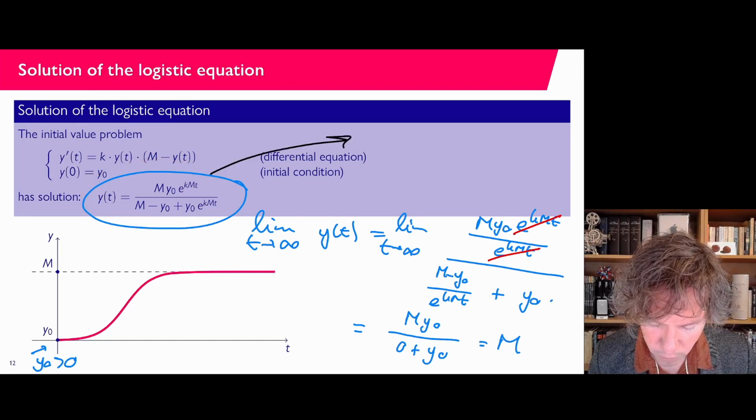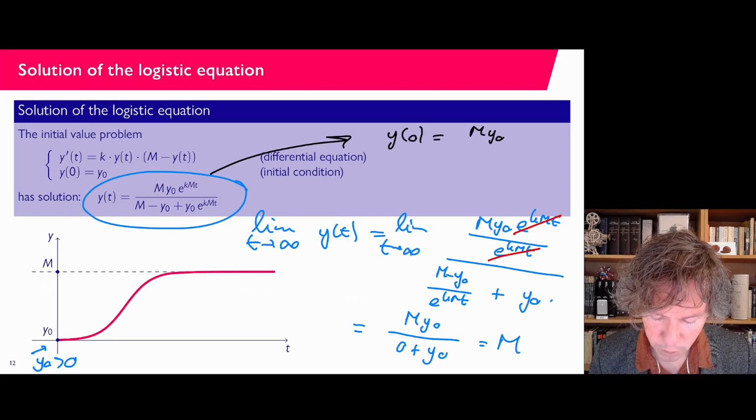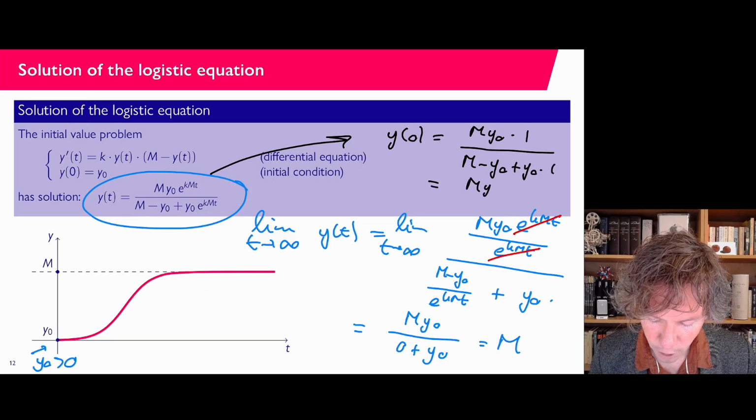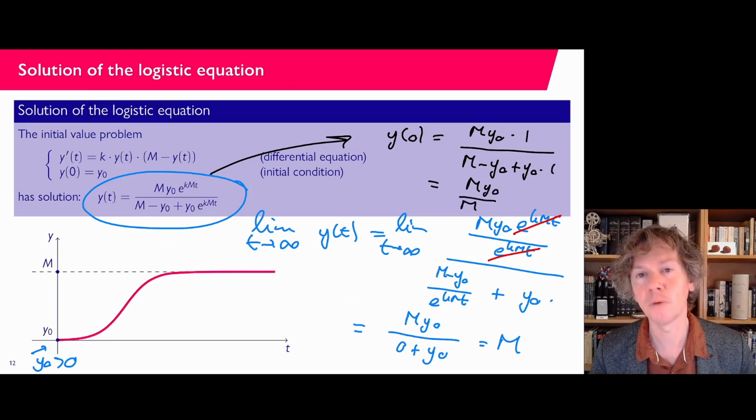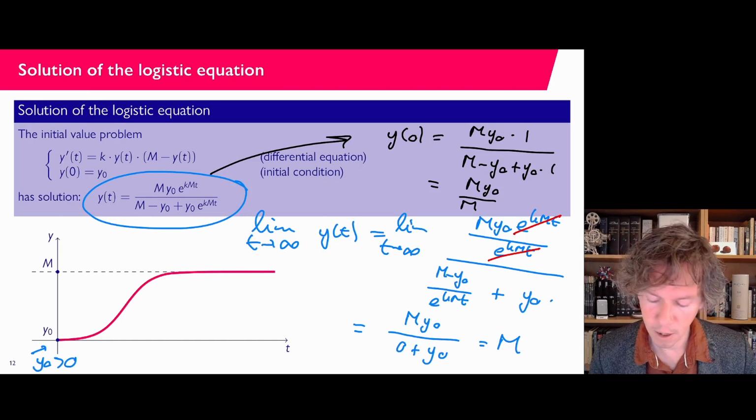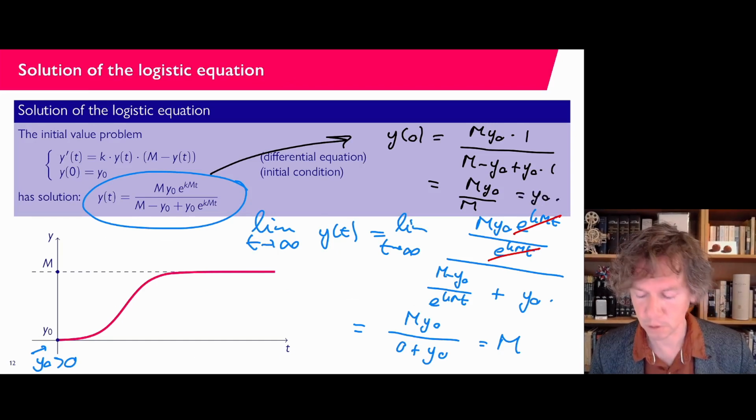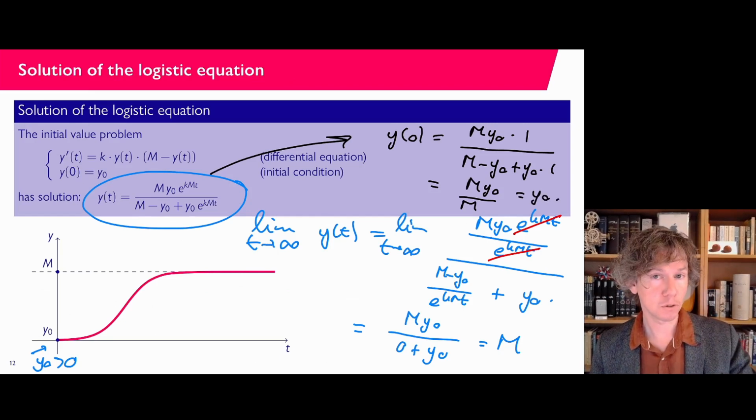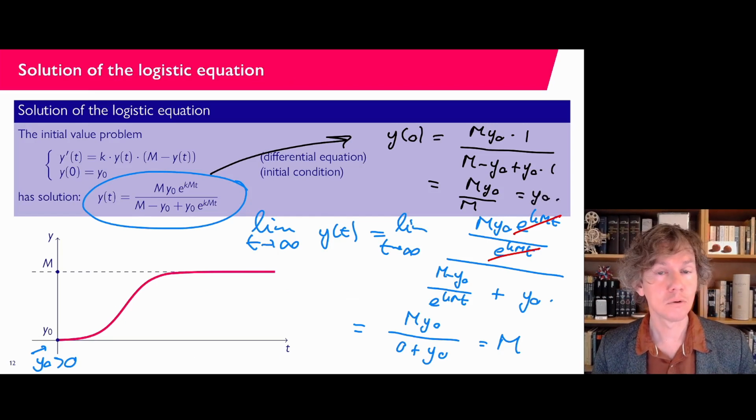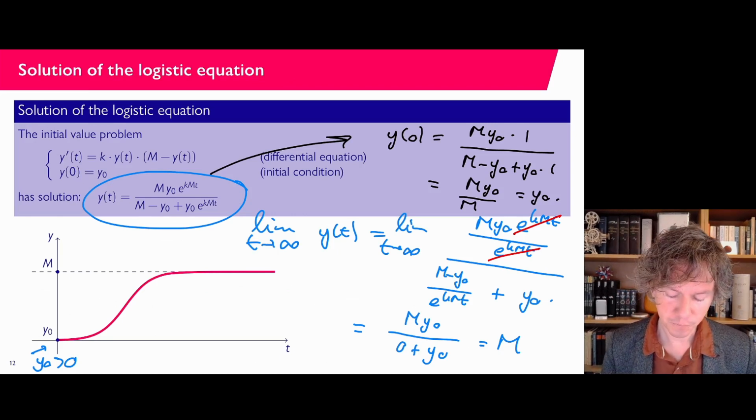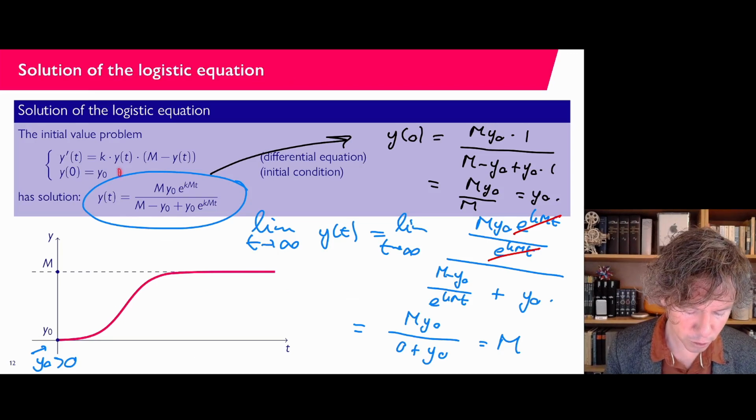So also, if you compute here y0, in the numerator we get my0 times 1. In the denominator we have m minus y0 plus y0 times 1. So what we get is my0 over m. In the denominator it says minus y0 plus y0. The capital M drops out and we have y0. As it should be, right? That's the way we constructed the solution, but it's always nice to check that. Also, during an exam, if you have a question with differential equations, check whether it solves the differential equation and whether it solves the initial condition.